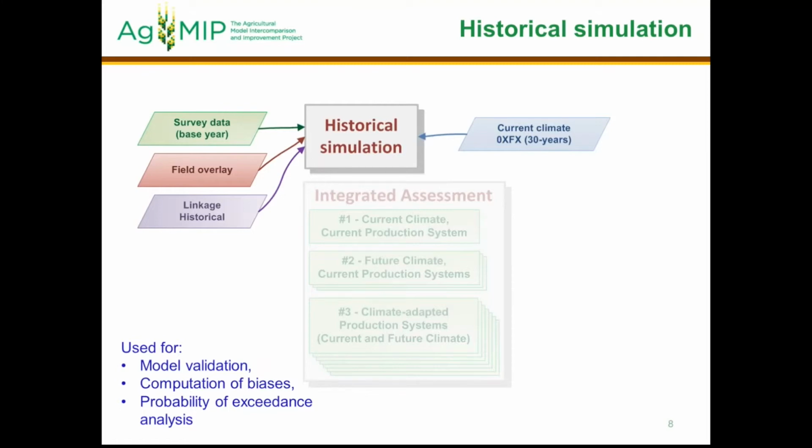So the historical simulation used for model validation, computation of biases, and probability of exceedance analysis is going to use the survey data. And the field overlay is going to fill in that missing information. We use a linkage file to tie the 2 together and use the current climate.